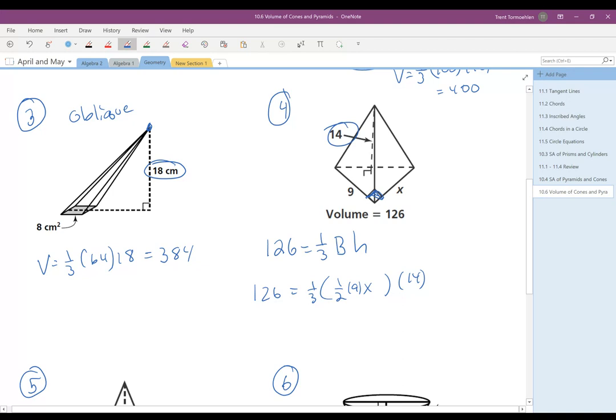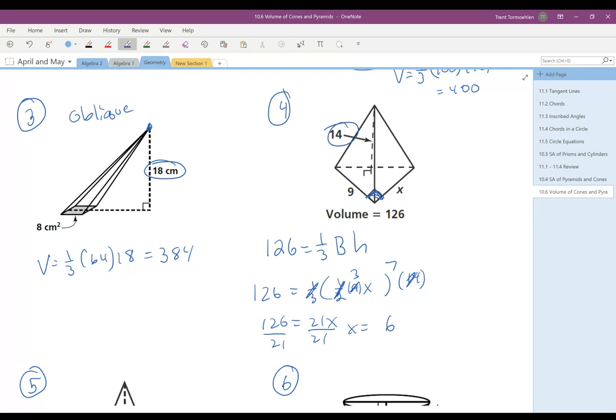And so now we just need to go through and solve this for x. We got 1/2 times 14 would be 7. 1/3 times 9 is 3. So that gets us 126 equals 21x. Divide both sides by 21, and you get x equals 6. And so x equals 6 gives you the other side of this base.